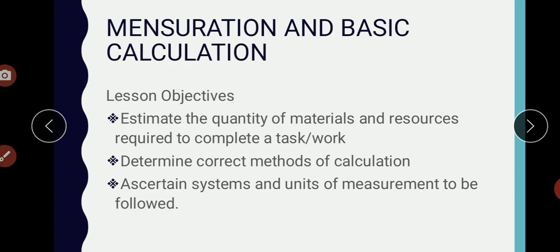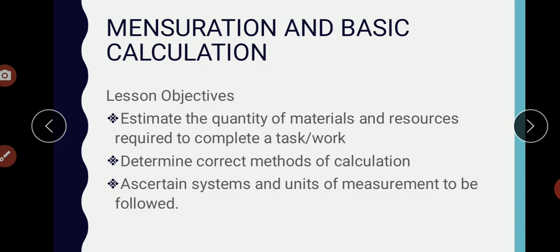So, to give you an overview of the first objective, as farmers, we need to know the quantity of inputs like the fertilizers, the seeds, the pesticides that we will be putting to our field in order to know during harvest if we gained or if we incurred a loss. And second, determine correct methods of calculation.